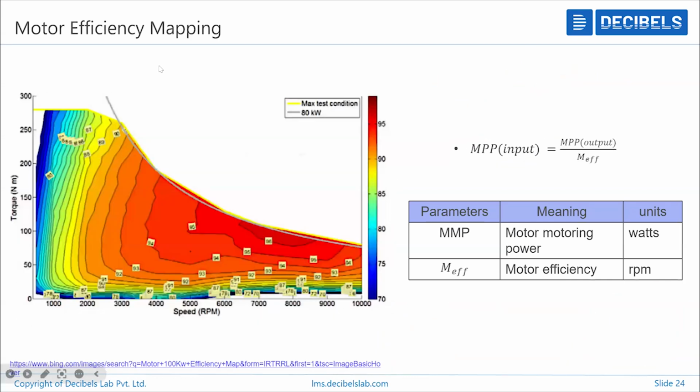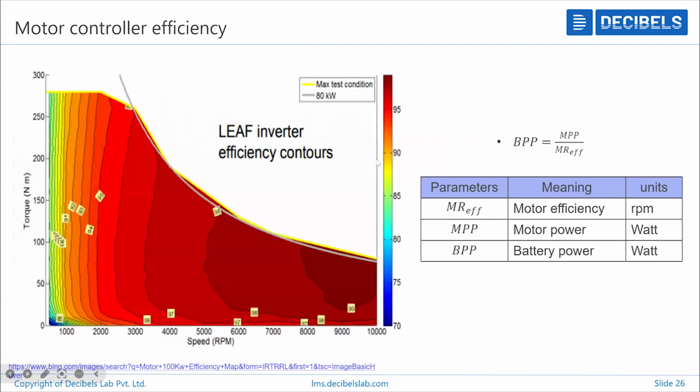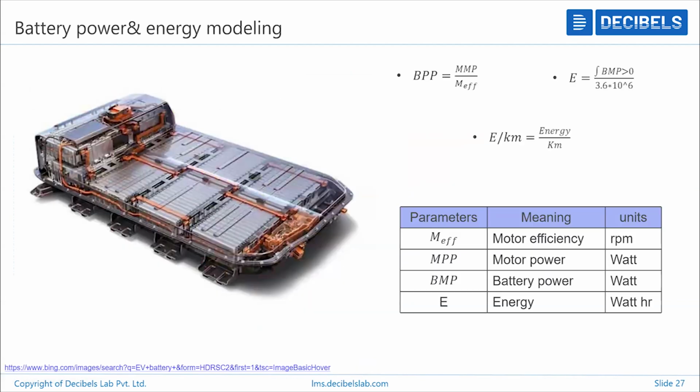There will be some maps, at different speeds and different torques, of what the efficiency is. So with that you will be calculating the motor power input, and from the input you can consider the efficiency of the motor controller, and you will be getting the battery output power.